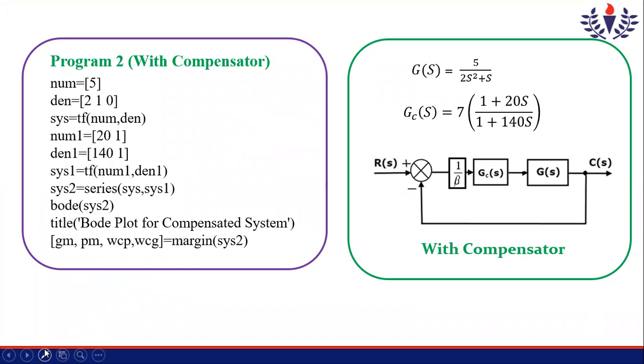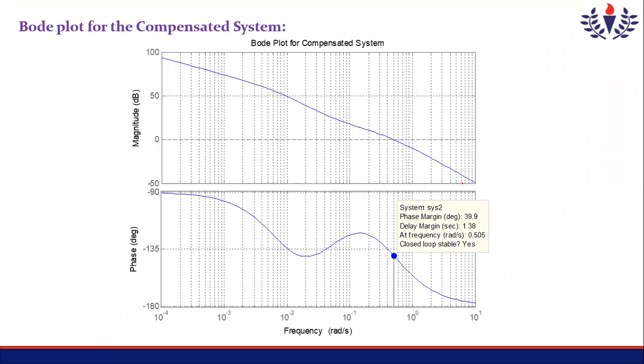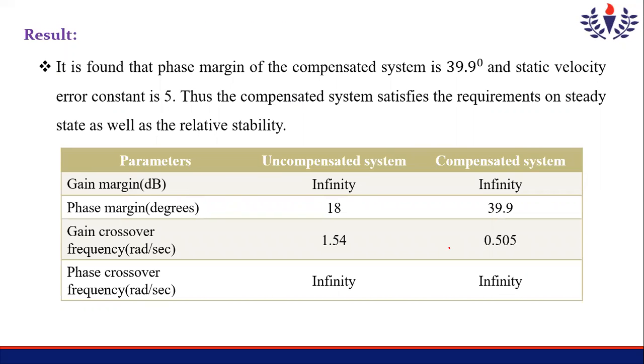It's the with-compensator case. Previously, we had 18 degrees. After adding a compensator, now we are getting the desired phase margin. Not only phase margin, the remaining parameters also we can cross check. So this is the desired phase margin, and the closed loop system is stable. The previous open loop is also stable only. We are improving the phase margin. Right. Coming to the conclusion, it is found that the phase margin of the compensated system is 39.9 degrees and the static velocity error constant is 5. Thus, the compensated system satisfies the requirement on steady state as well as relative stability.